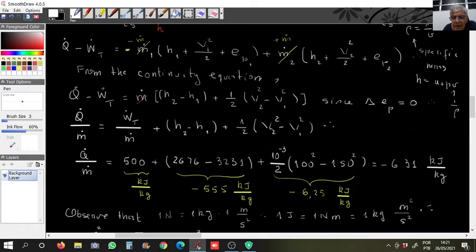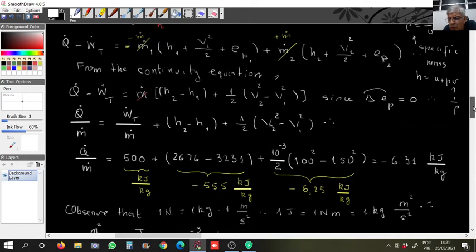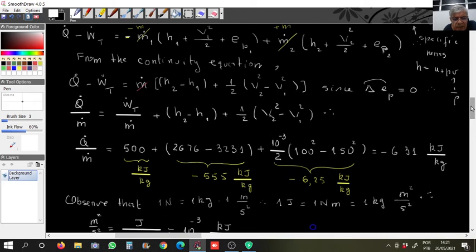Now, here didn't appear the variation of the potential energy. Why? Because the variation is equal to 0. Now, the Q dot, I divide both sides by the mass flow rate. M dot is the mass flow rate. I divide both sides, and this M here will be dropped from here. So I have Q dot divided by M dot.